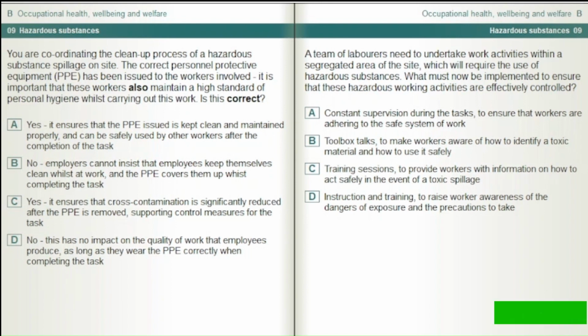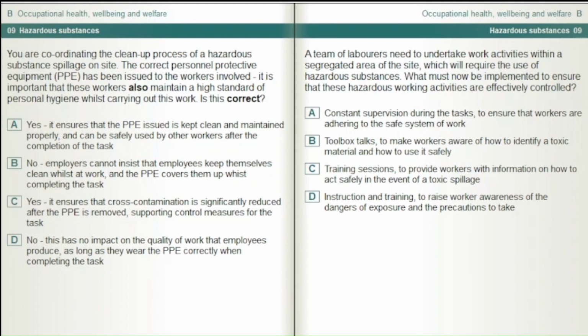A team of labourers need to undertake work activities within a segregated area of the site, which will require the use of hazardous substances. What must now be implemented to ensure that these hazardous working activities are effectively controlled? Constant supervision during the tasks to ensure that workers are adhering to the safe system of work.